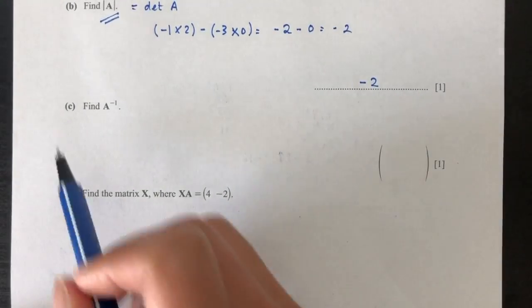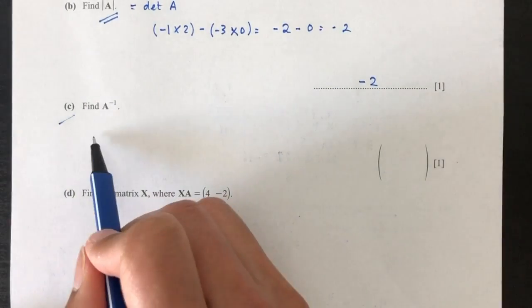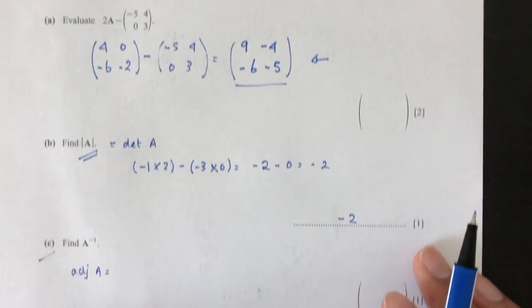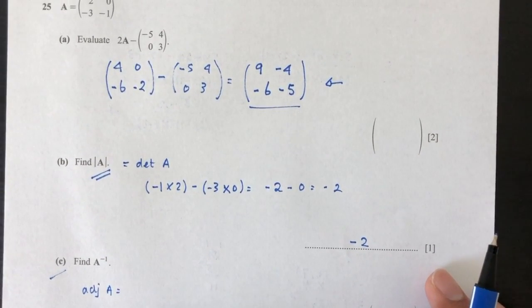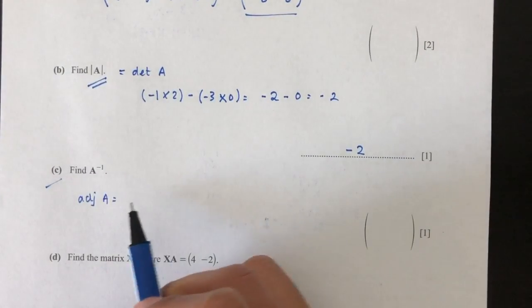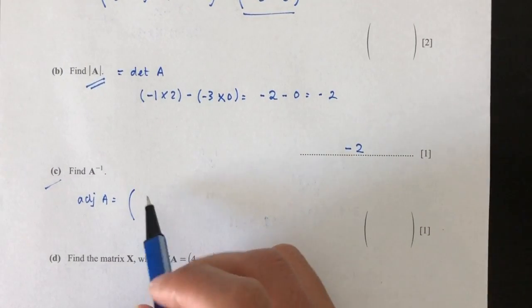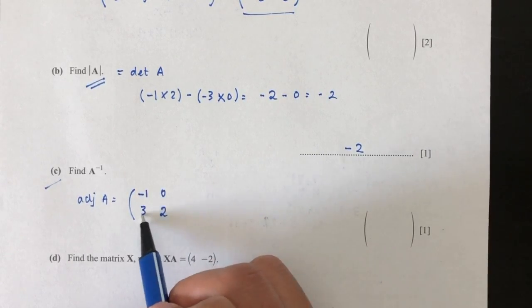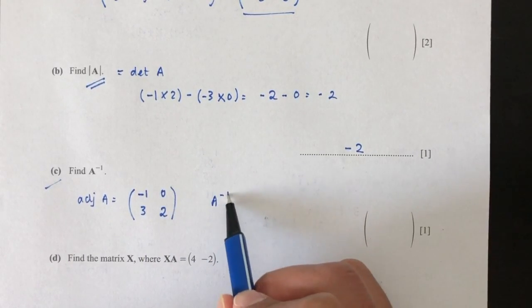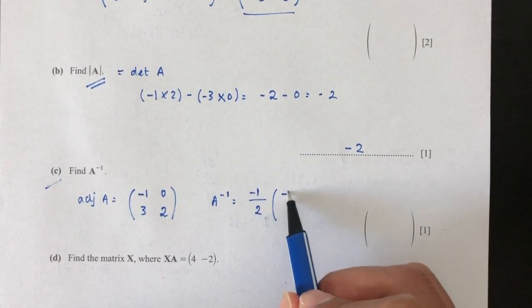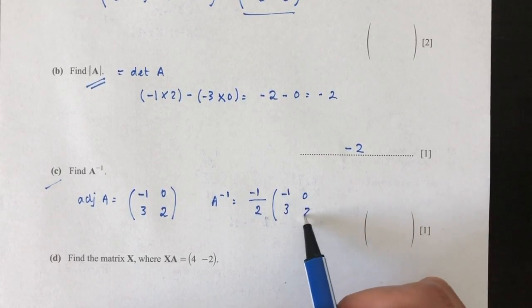Now for part C, find the inverse of A. So we need to find the adjoint matrix of A to find the inverse. So we know A is 2, minus 3, 0, minus 1. As you guys must know by now, you have to exchange the positions of those two, and change the sign of those two. So from this, A inverse will be 1 over the determinant, which will be this, times minus 1, 3, 0, 2.